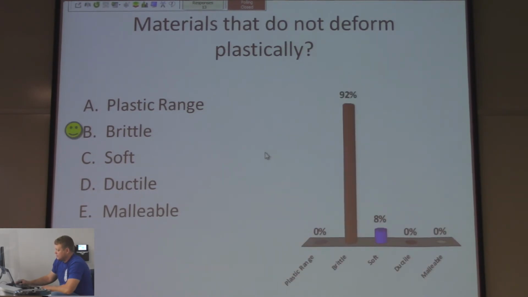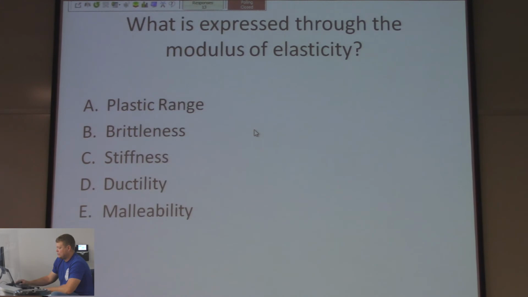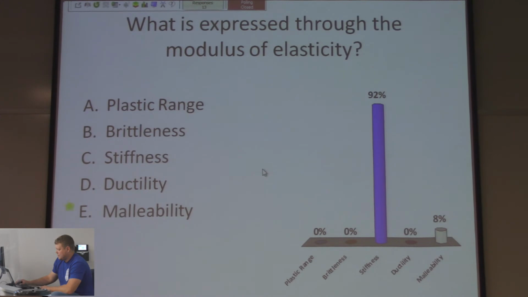Brittle, right? Hard, brittle, doesn't bend, can't take an impact. What is expressed through the modulus of elasticity? Plastic range, brittleness, stiffness, ductility, or malleability. Modulus of elasticity measures the stiffness of a material. 92% of you are correct.